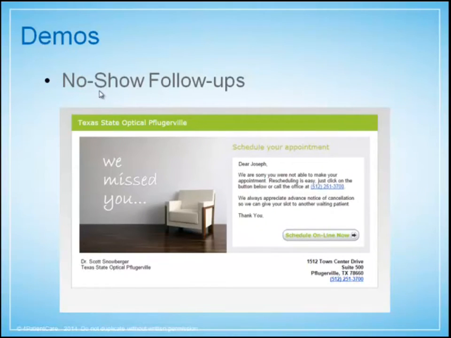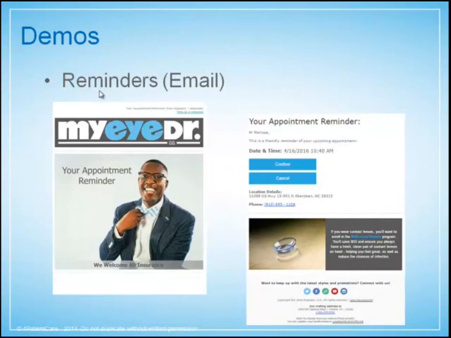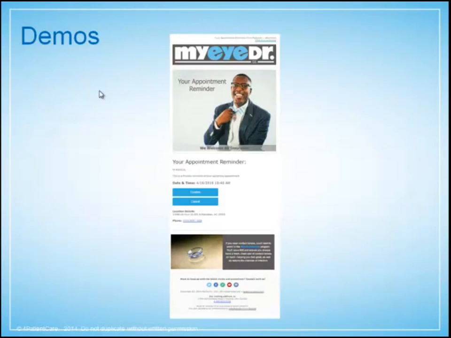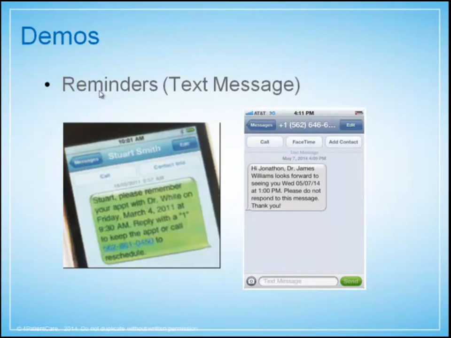No-show follow-ups. Here's an example. If you're not using the web schedule, obviously you wouldn't have the Schedule Online Now button. But if you are, it's great because rescheduling is easy. Either click on the button below or simply contact the office. Reminder emails. This is what it looks like sort of in a broken down version. If you're looking at your email, it's going to be something you can scroll down. But we're generating action. So people are confirming or canceling their appointments, fully customizable.